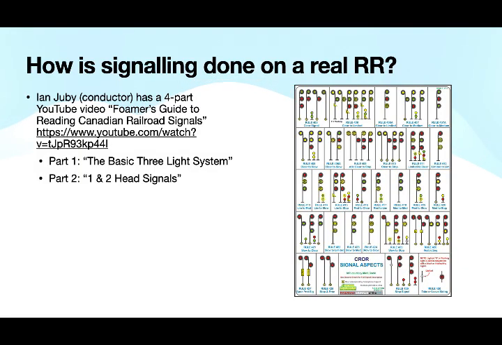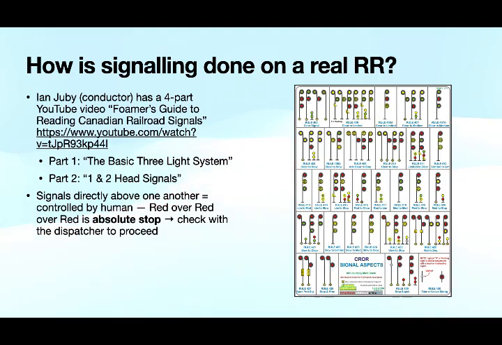Well, how is signaling done on the railroad? Ian Juby, who's a conductor, has a 4-part YouTube video, Farmer's Guide to Reading Canadian Railroad Signals. A diagram of Canadian signals with 3 heads is on the right. You can see some are aligned and others are staggered. Signals directly above one another equals controlled by a human. Red over red over red is an absolute stop. You must check with the dispatcher to proceed.